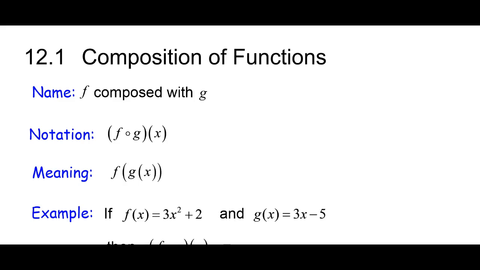So let's talk about the notation first, and then what it means, and then do some examples. So the notation, it's easy to confuse it with multiplication if you don't pay very careful attention. That little symbol right there, that little circle thing, that is not a dot, so it's not multiplication. And honestly, it's not even a circle, although it looks a lot like a circle.